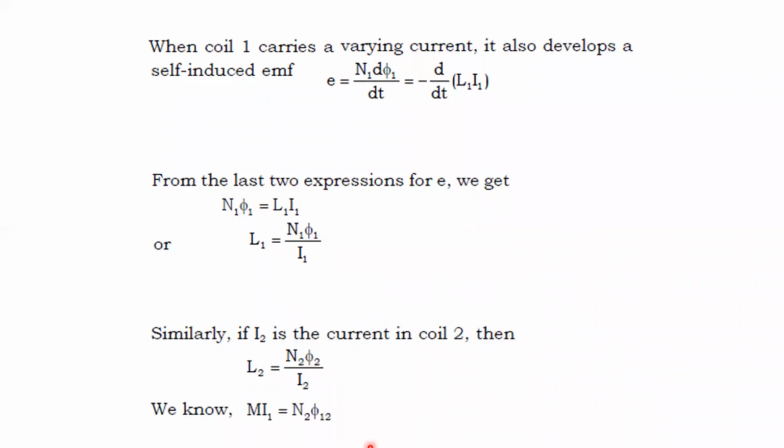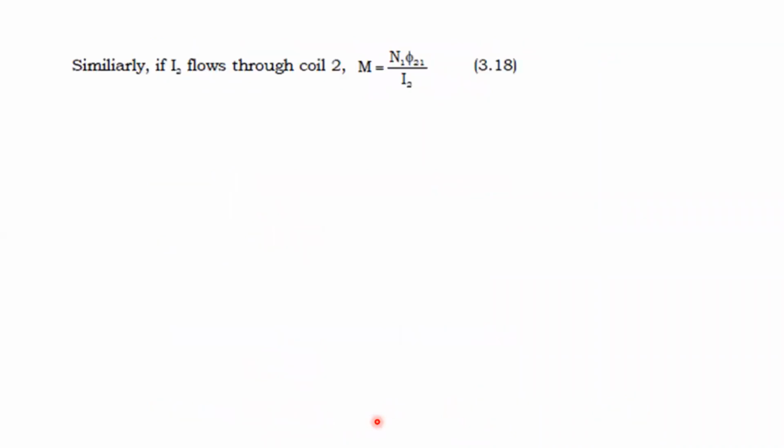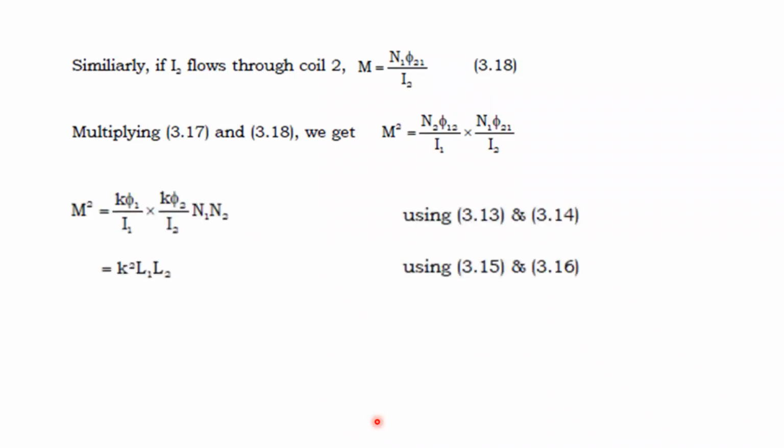And what is M I1? It is N2 phi 12. So M is equal to N2 phi 12 by I1. Similarly, M is N1 phi 21 by I2. Therefore, M square is N2 phi 12 by I1 times N1 phi 21 by I2. I can rearrange the terms and take N1 and N2 outside. And phi 12, we know, is K phi 1, and phi 21 is K phi 2. So I get M square is equal to K square L1 L2.